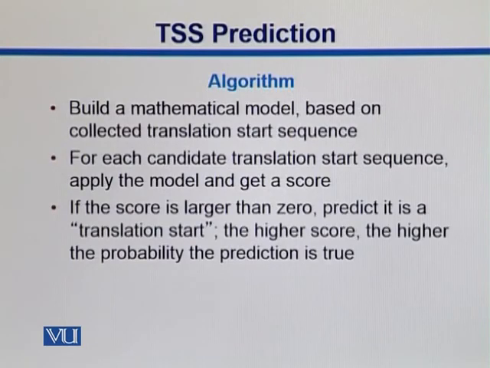Let's look at this algorithm, which we can put together with what we have learned so far in this section. We can build a mathematical model based upon collected translation start sequences, and for each sequence we apply the model and get a score. We get those frequencies and divide by the expected. In this way we come up with a model, and if the score is larger than 0, we can predict that there is a translation start site. The higher the score, the higher the probability that the prediction is true.